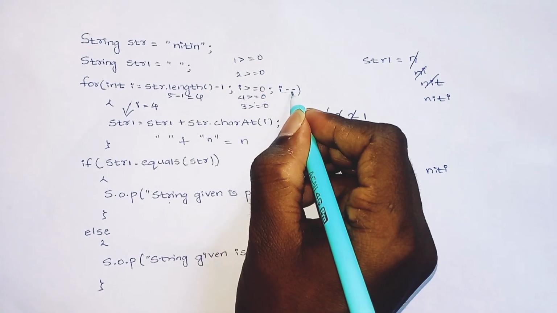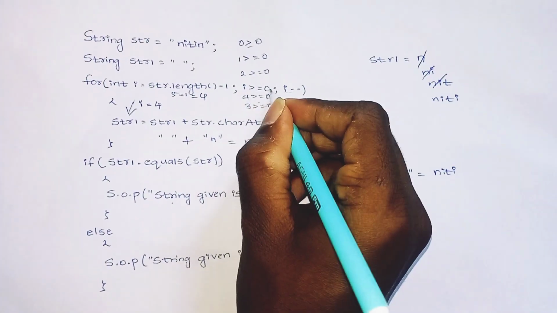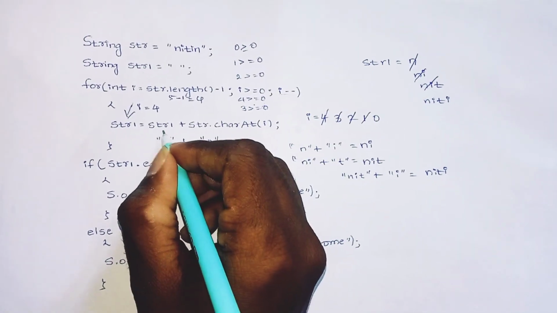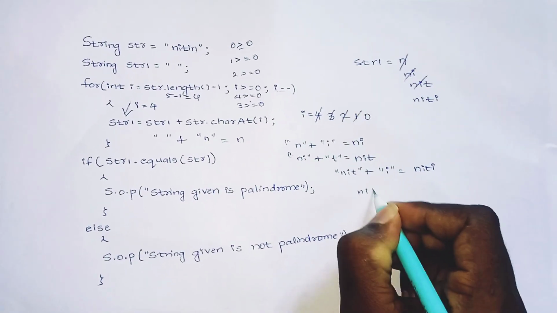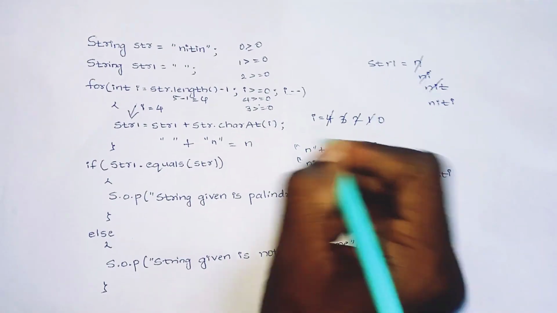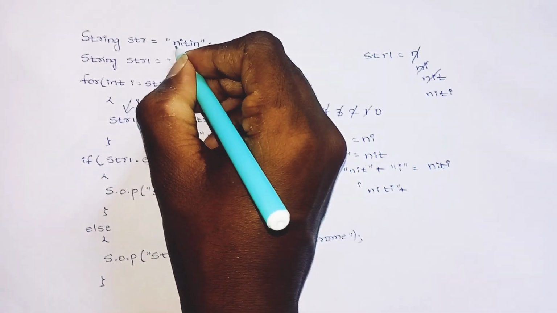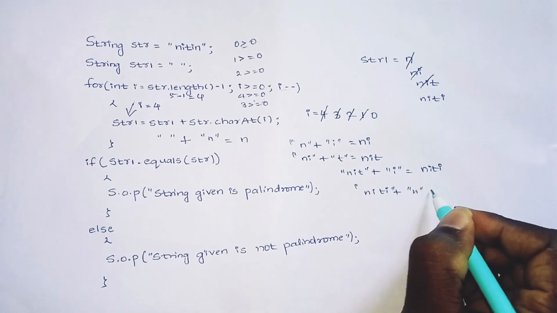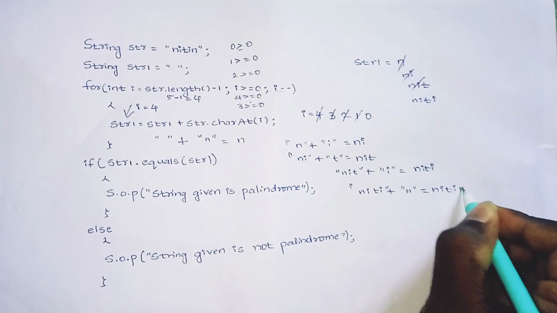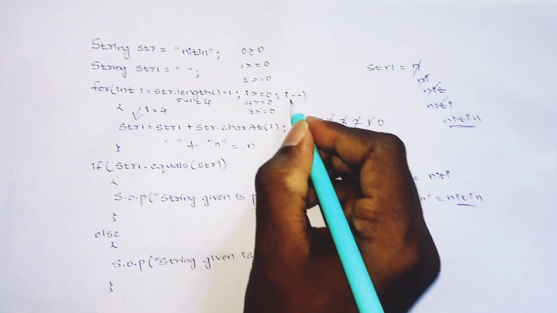Okay, now the i value will be decremented by 1, so i becomes 0. Now it checks the condition, 0 >= 0, the condition is true, and it enters the loop. str1 = str1 + str.charAt(i). So the str1 updated value is niti plus str.charAt(i). So the i value will be 0, so the 0th index value is 0. This is the 0th index, right? So we will have the character n. Now performing concatenation, it gives the output as nitin. So the updated value will be nitin.